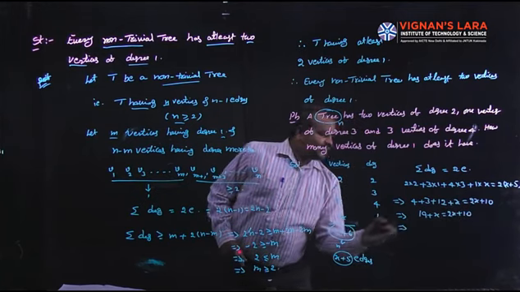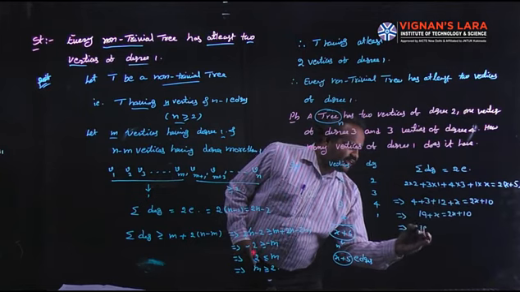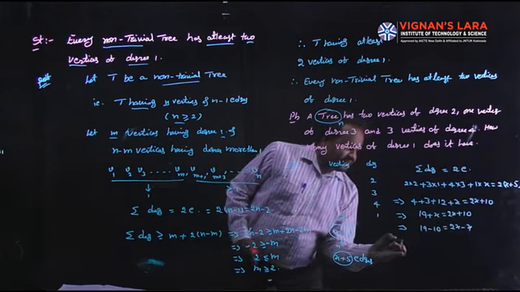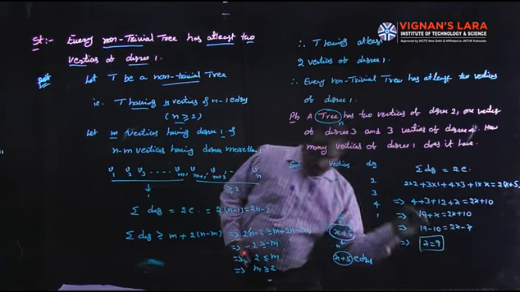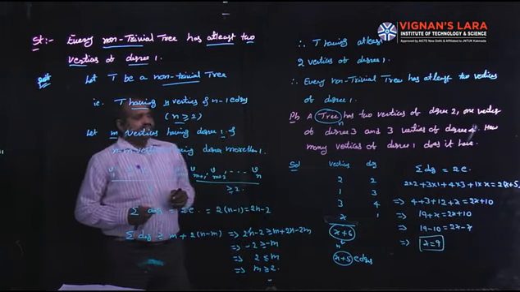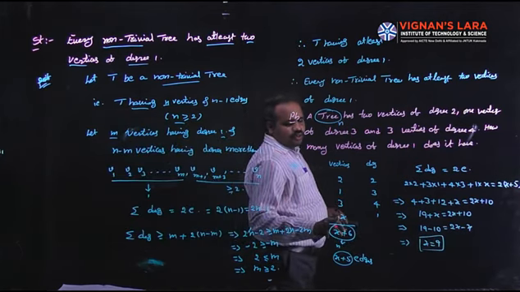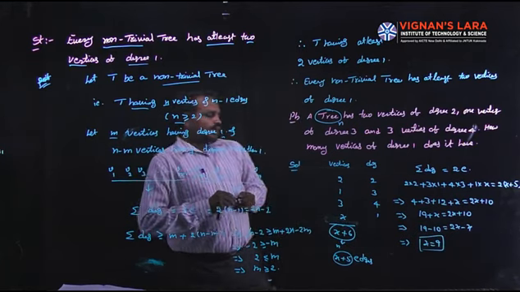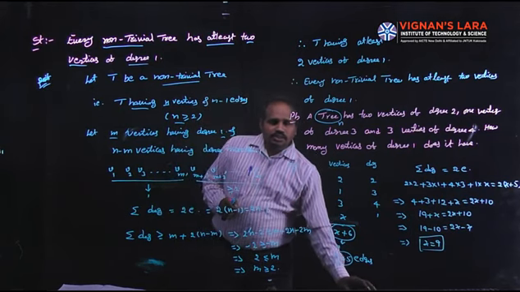That implies this 10 comes to this side, and that x goes to that side. 19 minus 10 is equal to x minus x. That means x is equal to 9. So x equal to 9 means the number of vertices of degree 1 is 9. So this tree has 9 vertices of degree 1. Like this we are completing the problem. Now we are going to the next topic.